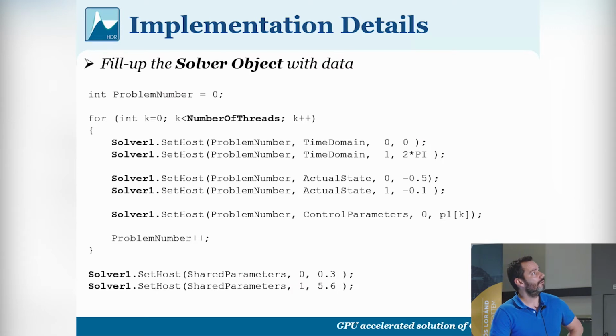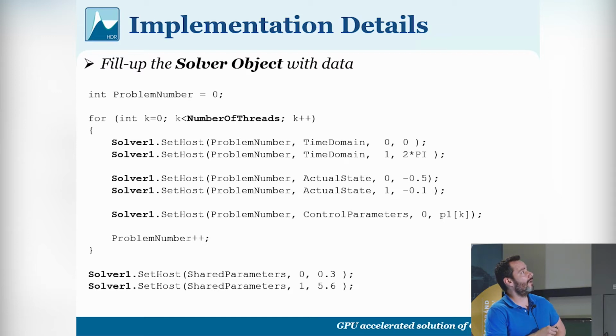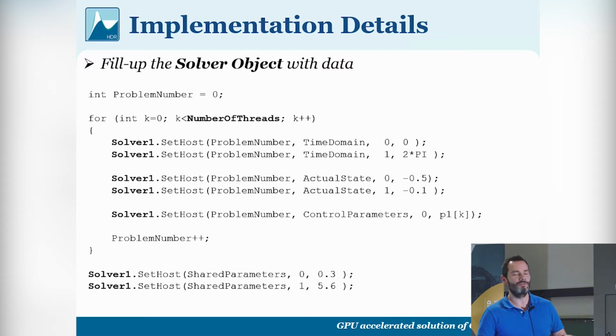Okay, how does the code snippet look like? How can we fill up the solver object? Here we can see a very simple example. We have a for cycle which just goes through the instances of the system, and with the successive call of the setHost member function, we can easily fill up the time domain, for instance, the initial condition and control parameters. The shared parameter is a little bit different because the shared parameters are shared among all the instances, so we have to specify them only once. So we have to specify only its serial number and the value.